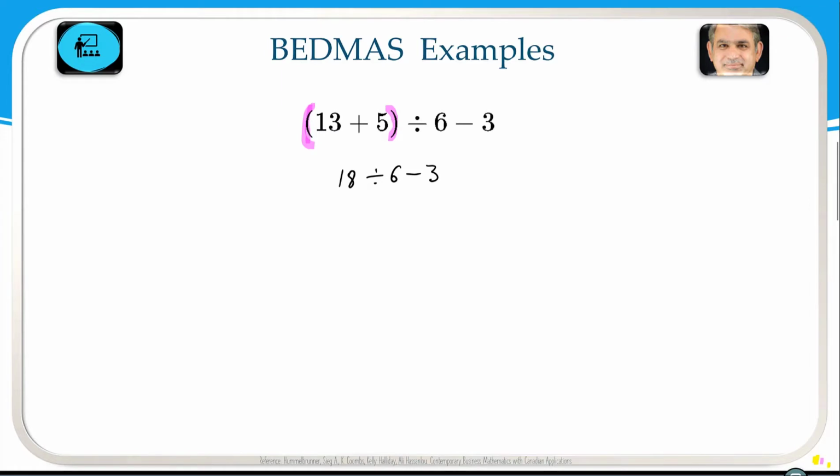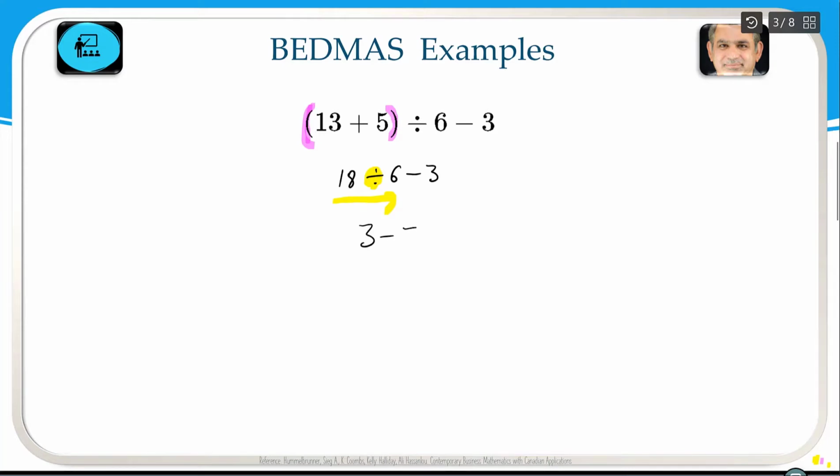Now, after solving the brackets, we will look for exponents, and there is no exponent in this expression. Then we will go to the third order of priority, which is division and multiplication, and here we have a division sign. So we will now solve the division. 18 divided by 6 gives us 3.